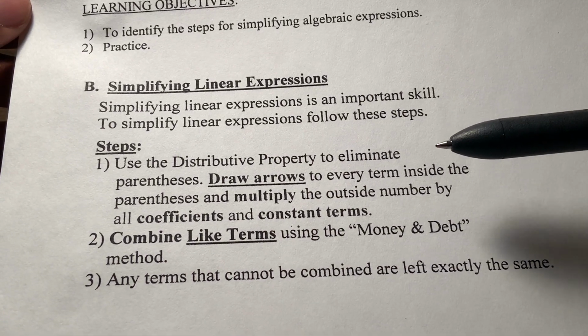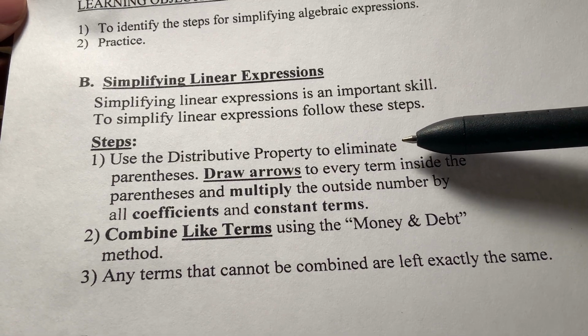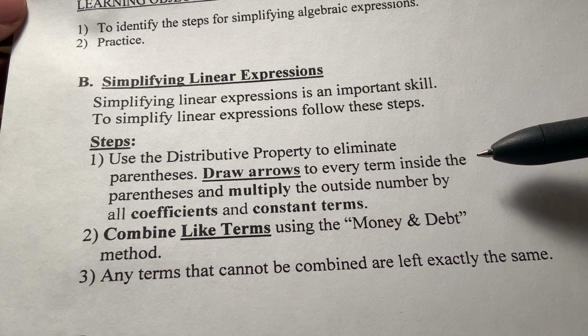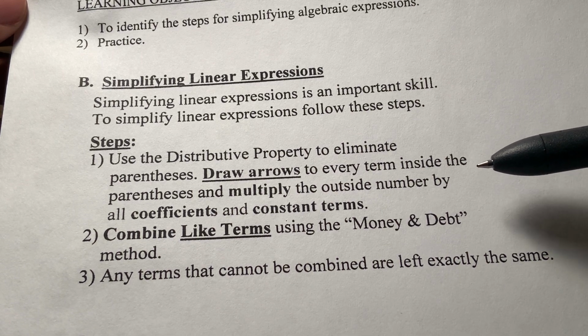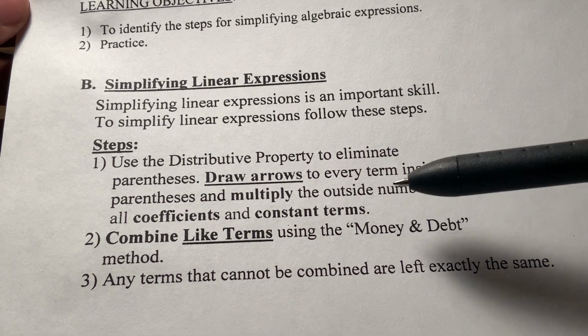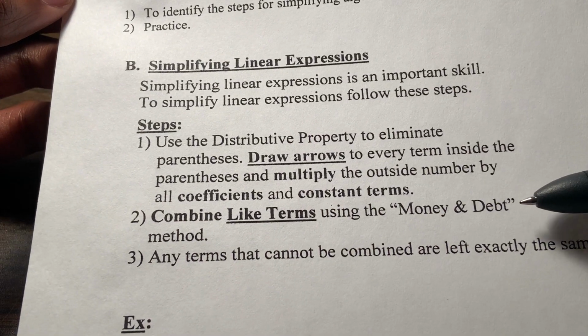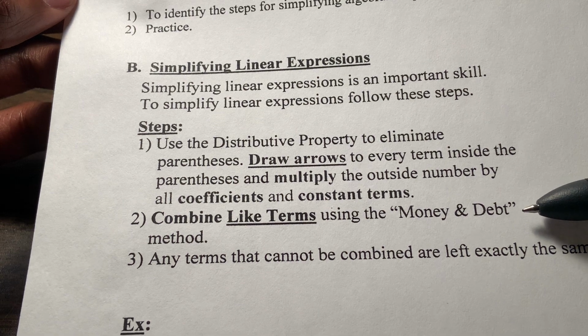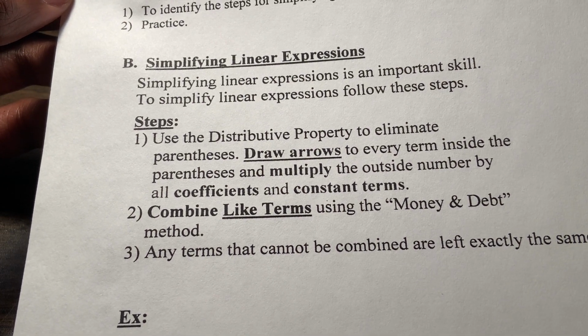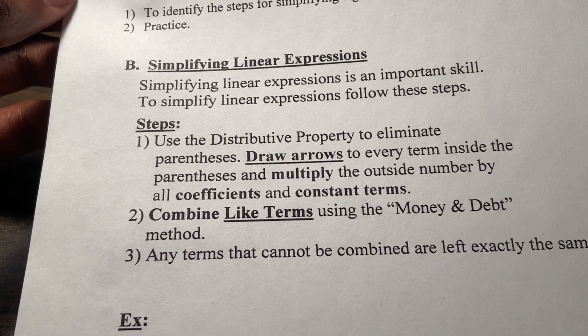Step 1. Use the distributive property to eliminate parentheses. Draw arrows to every term inside the parentheses and multiply the outside number by all coefficients and constant terms. Step 2. Combine like terms using the money and debt method. Step 3. Any terms that cannot be combined are left exactly the same.